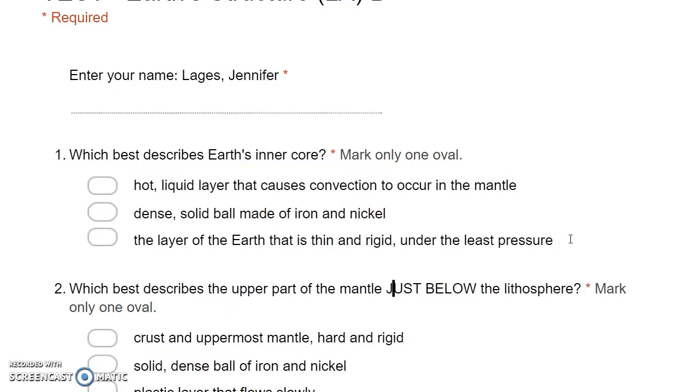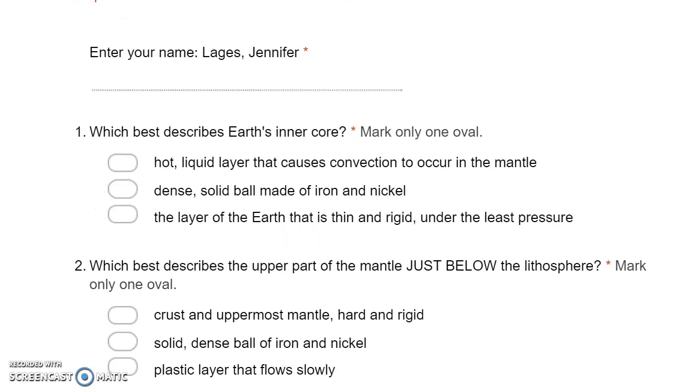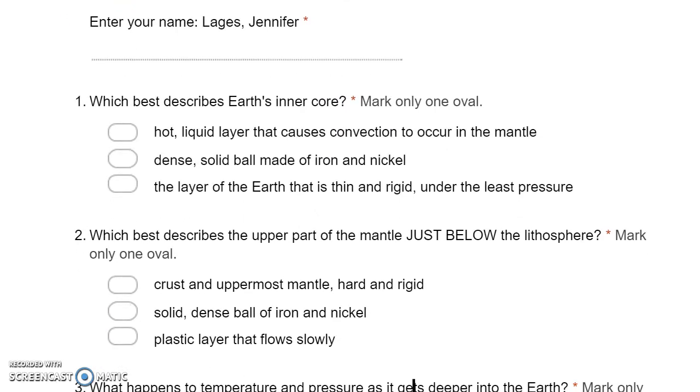Number two, which best describes the upper part of the mantle, just below the lithosphere? Mark only one oval. The crust and uppermost mantle, hard and rigid. The solid, dense ball of iron and nickel. Or plastic layer that flows slowly.